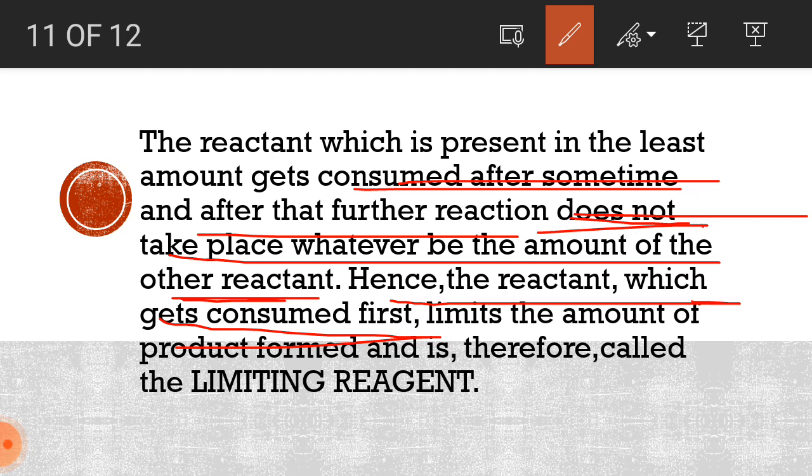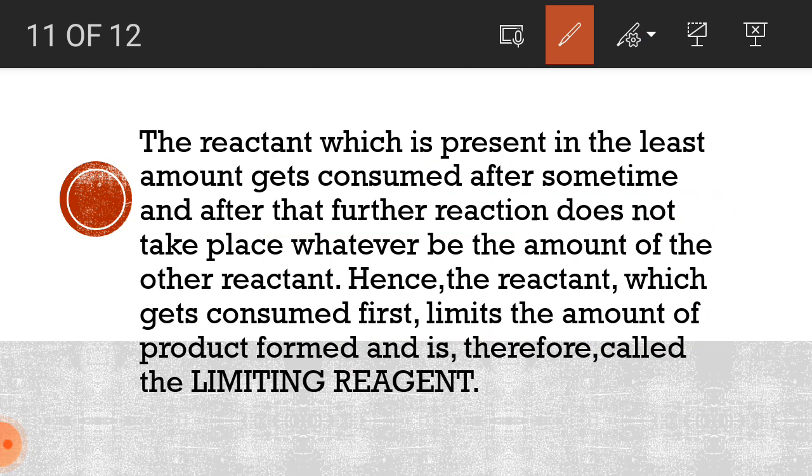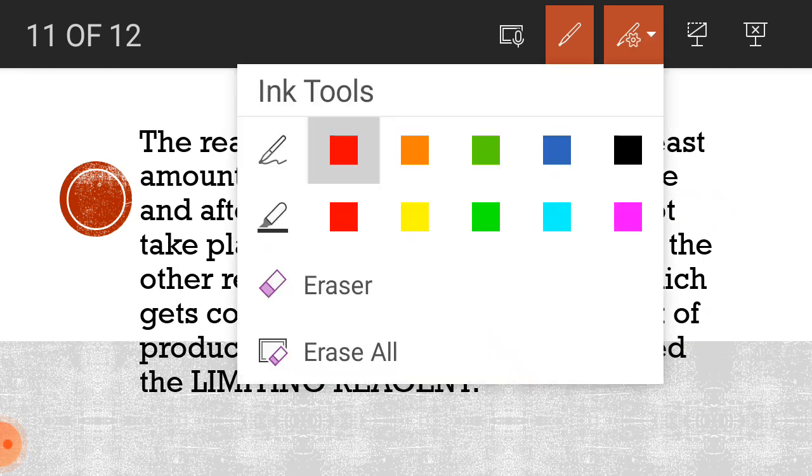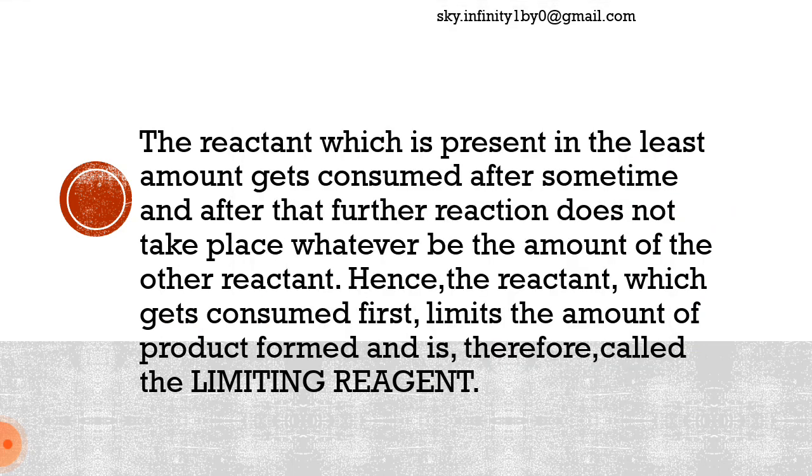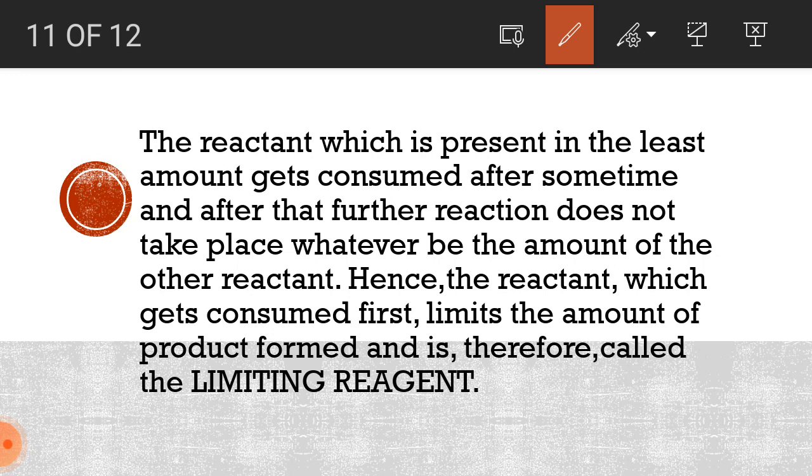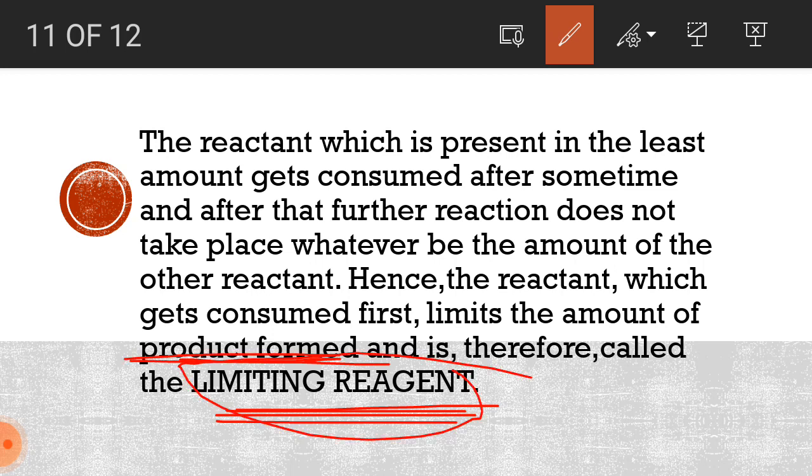So this reactant which is getting consumed first limits the amount of products formed. Based on that reactant which is present in the least quantity, the amount of product is determined. And this reactant which is present in the least quantity is called the limiting reagent, because this reactant is the one which decides what will be the amount of product formed. The limiting reagent is the one which decides the amount of the product formed.